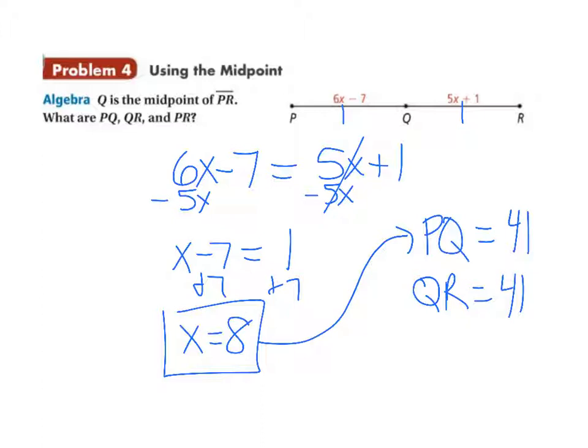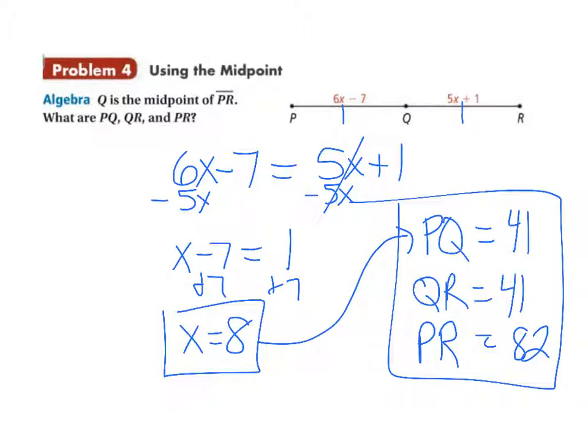They also asked for PR, which is the entire segment, and they don't really give me any algebraic expression for that, but I'm just going to, in my head, do some segment addition. Add the 2 little parts, should equal the big part. The big part's going to be 82 there. All right, that's all we've got, doing some segment addition and some midpoint stuff.